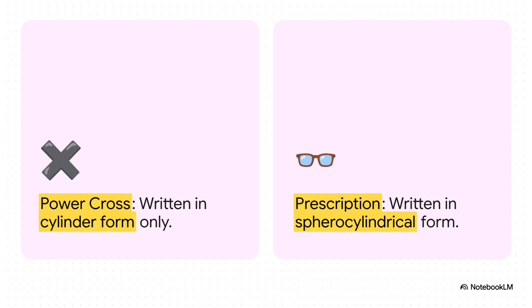A spectacle prescription, you know, the actual piece of paper you send to the optical shop, is written in spherocylindrical form. It has a base sphere power that applies everywhere, plus a cylinder power added on top of it. A power cross, however, is written in cylinder form only. It just states the absolute power of 2 isolated cylinders. There is absolutely 0 spherical power implied in a power cross.